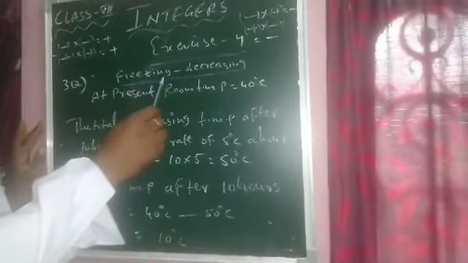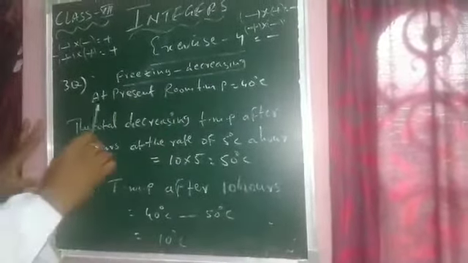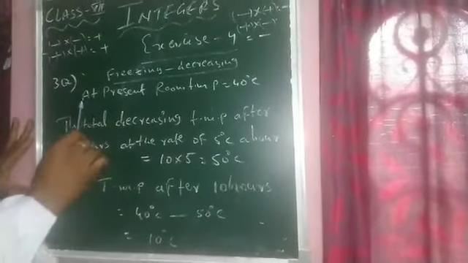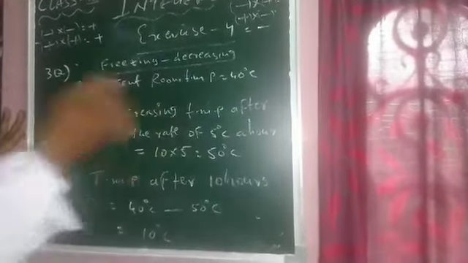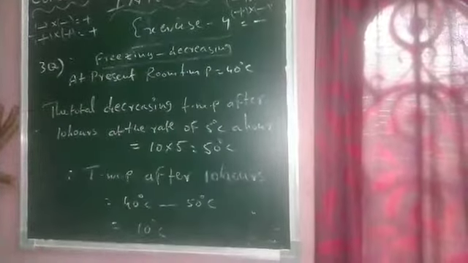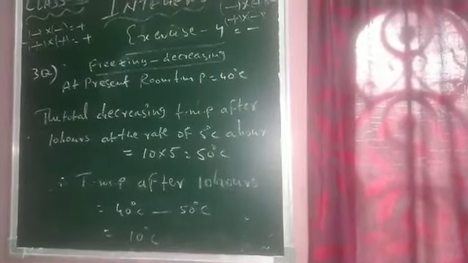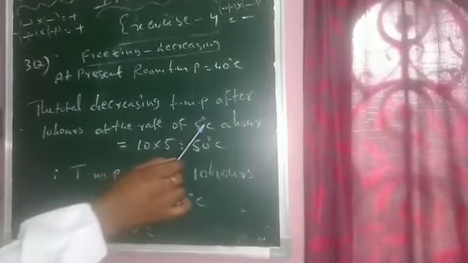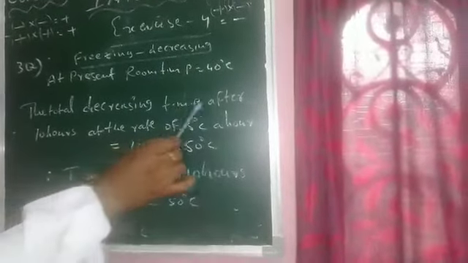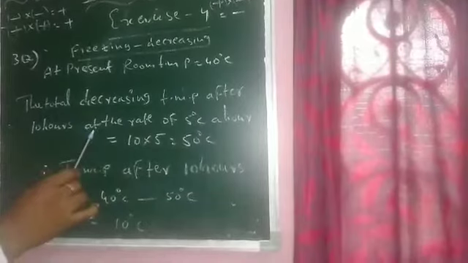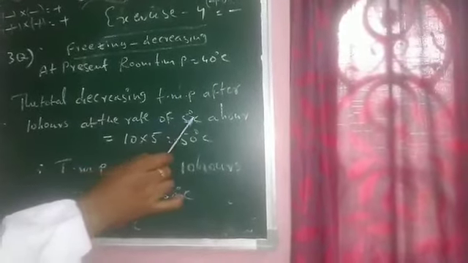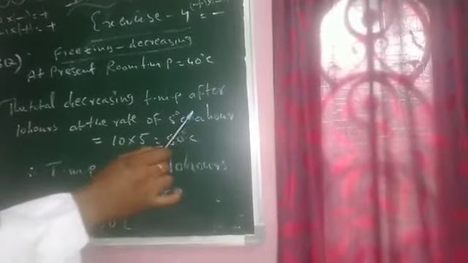Now, freezing means decreasing. The present room temperature in the given question is 40 degrees centigrade. Every hour, how much will the temperature drop? 5 degrees centigrade. The total decrease in temperature after 10 hours, at the rate of 5 degrees centigrade per hour.